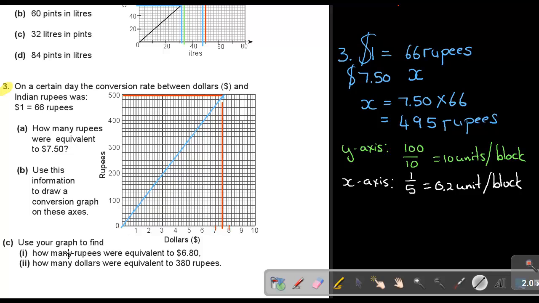Okay, use your graph to find how many rupees were equivalent to 6.8. Now remember, that is 6. So if that is 6, so 1, 2, 3, 4, 5, so 6 point. But remember, it's counting comma 2, so comma 2, comma 4, comma 6, comma 8. There is 6.8. Do you see? If I draw it up, and then I draw it to this axis, and then I read it down, remember there's 400, 10, 20, 30, it's going to be 450.